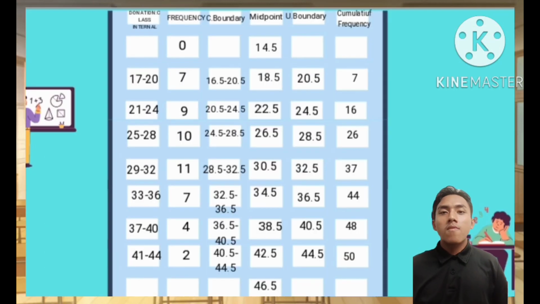We explain how to find the midpoint. For example, 17 plus 20 equals 37. After that, 37 divided by 2 equals 18.5. And so on, in the same way.